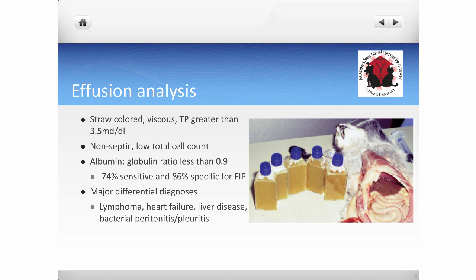Major differential diagnoses: lymphoma. Again, let's look at our signalment. So it's a 12-week-old kitten, probably not lymphoma. Heart failure, maybe, but generally you're going to have something else on physical exam that helps with that. Liver disease, and then bacterial peritonitis or pleuritis.